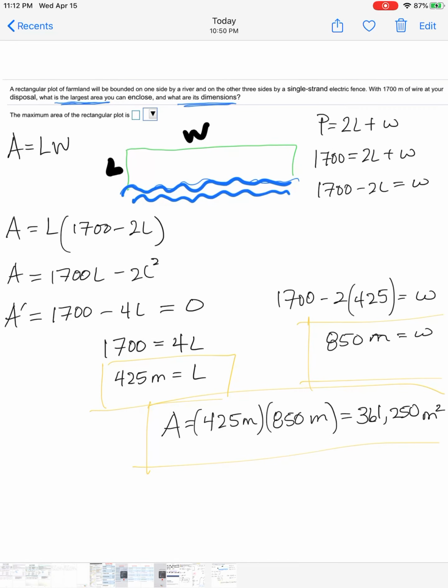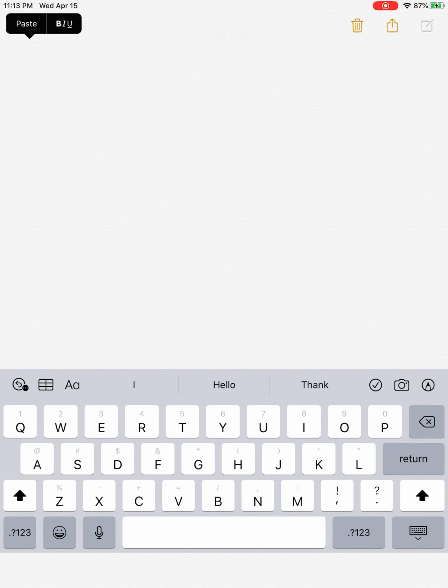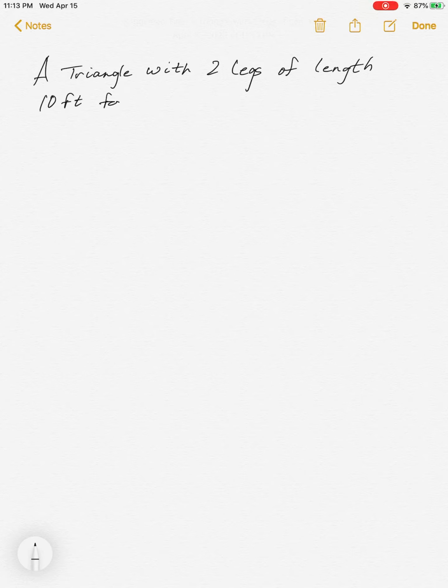Okay, we got time for one last example. Let's toss a curveball at you to pull some information from your pre-cal background. Let's say you have a triangle with 2 legs of length 10 feet each.